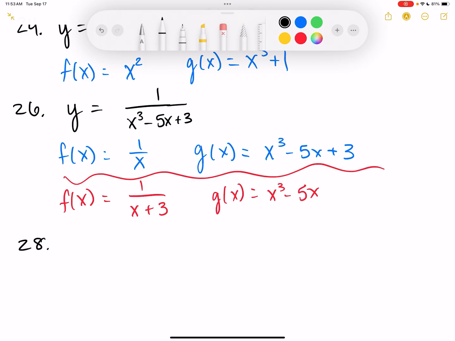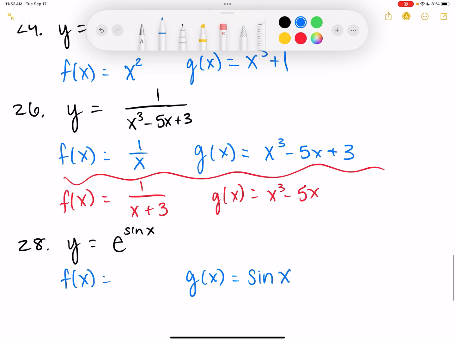28. Y equals e to the sine of x. What could g of x be? Or what function's getting plugged in? It'd be sine x, which if we did sine of x, what would it make f of x? E to the power of x. Yep, e to the x.